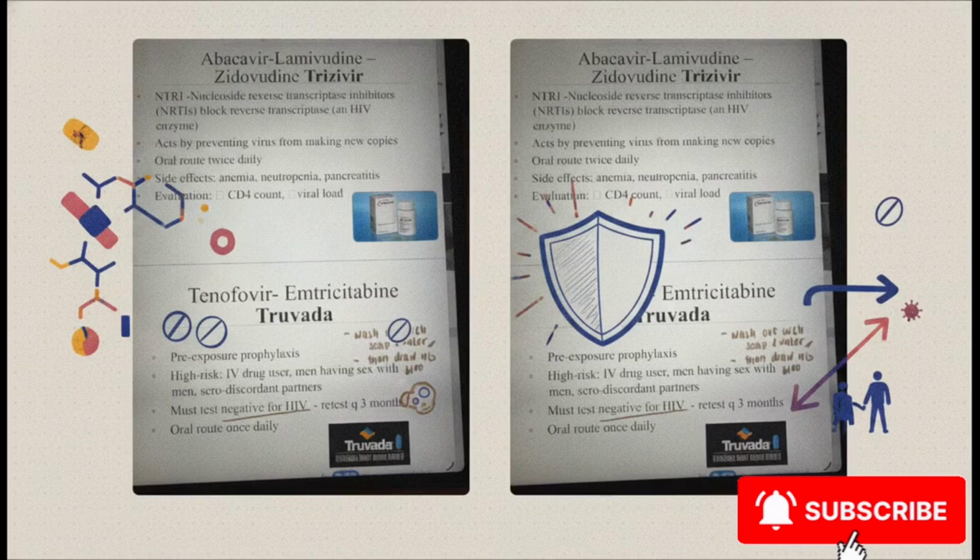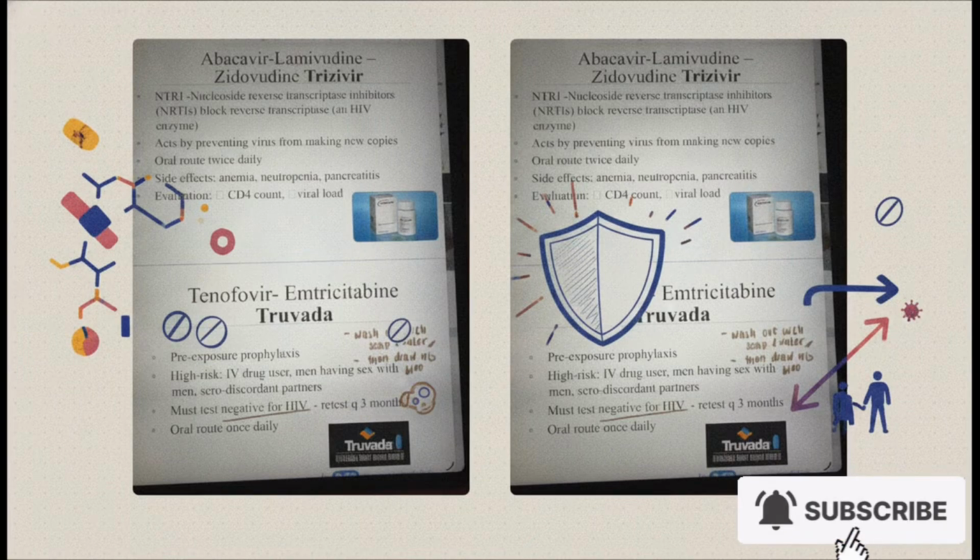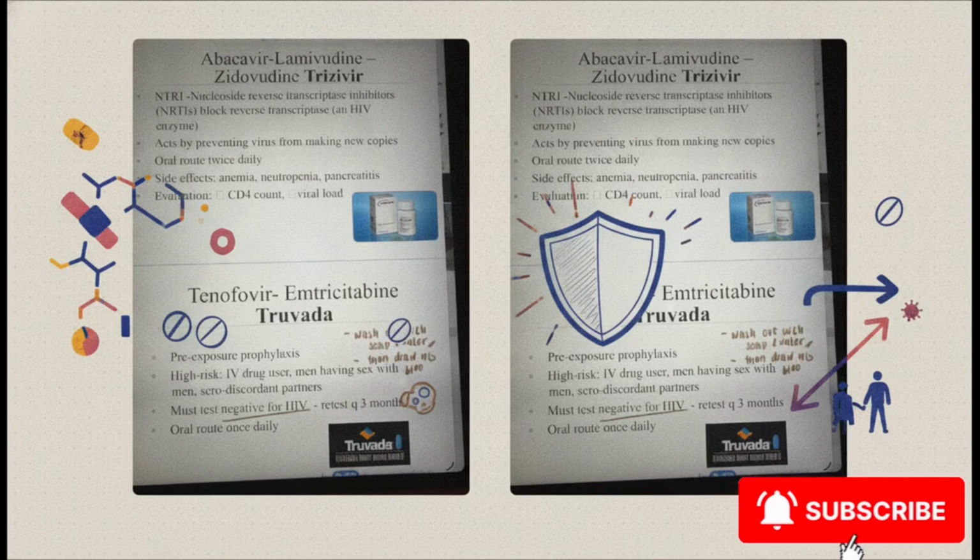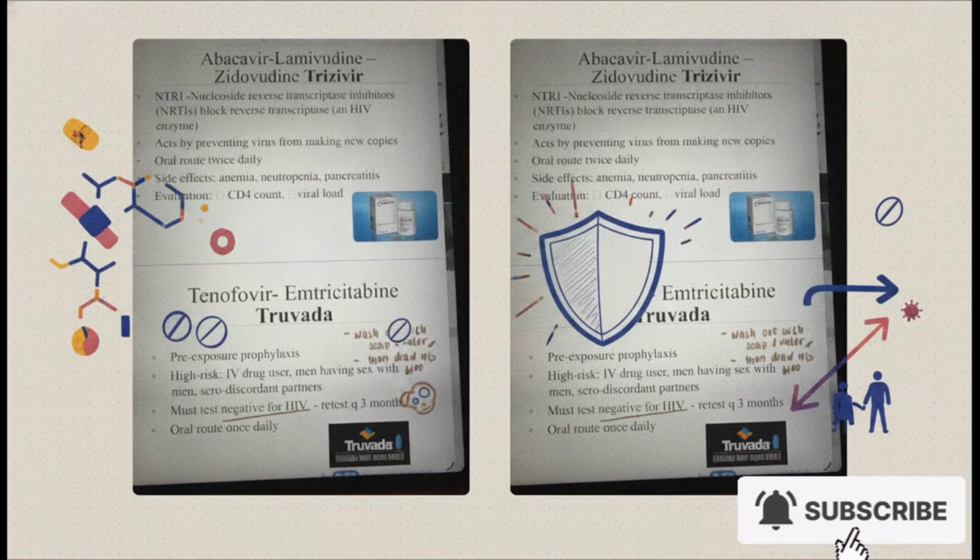And this brilliantly illustrates the pharmacological tools we have at our disposal. Over on the left, we have Trizivir, which contains NRTIs. Basically, these block an HIV enzyme called reverse transcriptase, preventing the virus from making new copies of itself, and it's taken orally twice a day. But on the right, we have Truvada. Now, this is fascinating. Truvada is actually used for pre-exposure prophylaxis, or PrEP. It's a once-daily pill taken by high-risk populations, like men having sex with men or IV drug users, to proactively protect themselves against the virus before they're ever exposed.